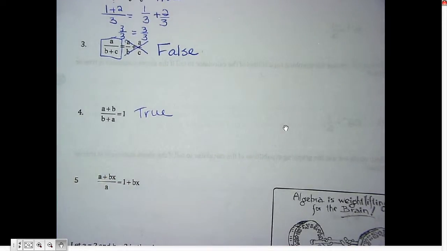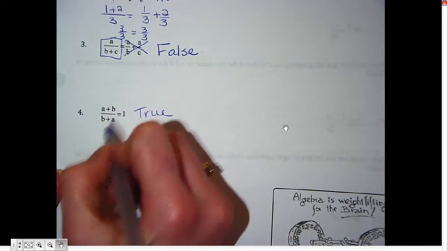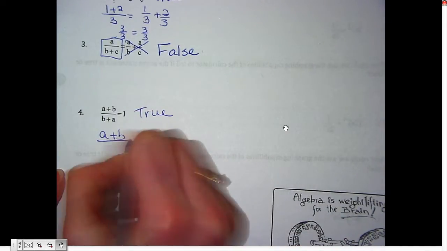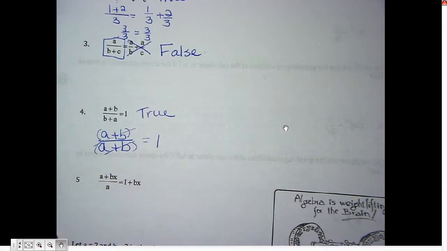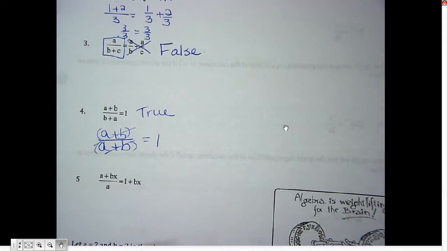Number 4, Anna, A plus B divided by B plus A is equal to 1. Is that true? I got yes. Yeah, that one is true. When you add, you are allowed to add in either order. So A plus B and B plus A really mean the same thing. So I could take B plus A in the denominator and write it as A plus B. They're the same exact quantity, so they would cancel and equal 1. So that is a true statement.